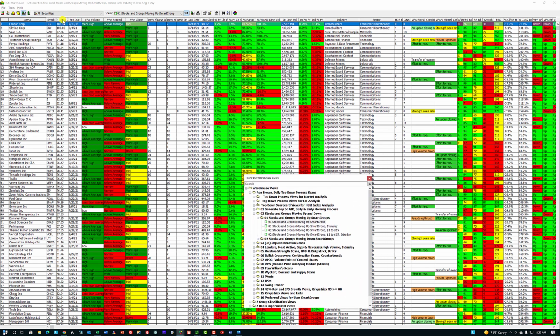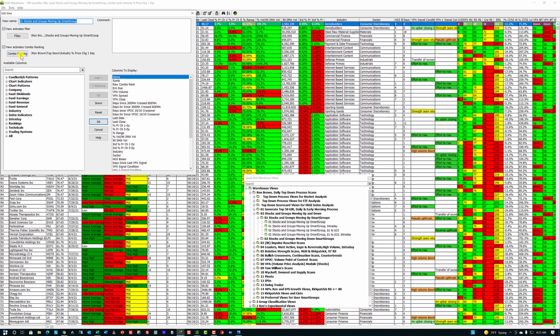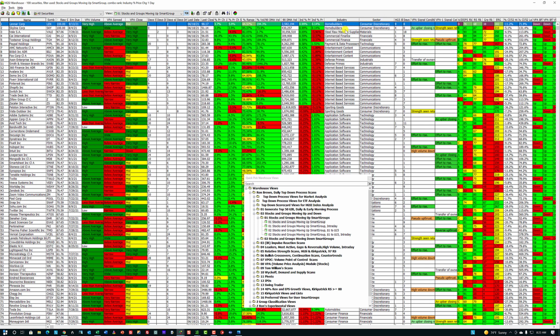So this is from yesterday. I'm sorted on raw combo, and my sort is the industry percentage price change 1 day. And let's just take a look at this. You can see that I sort on the combo ranking is industry percentage price change 1 day.